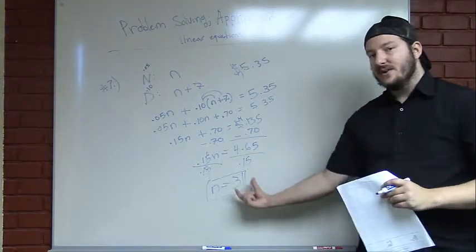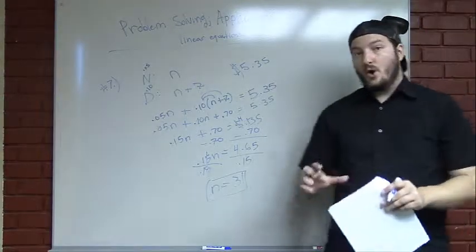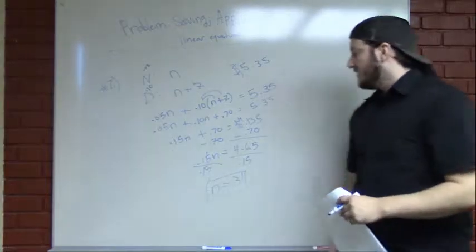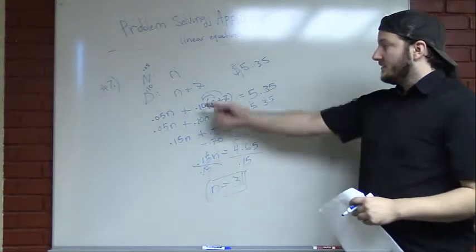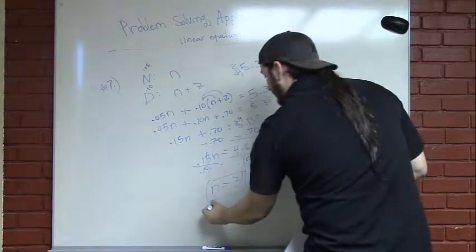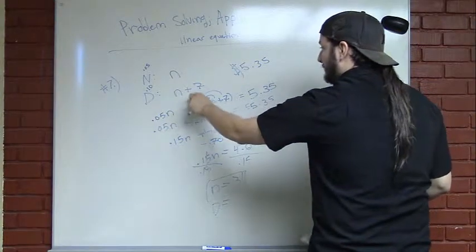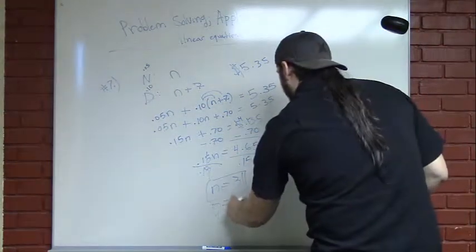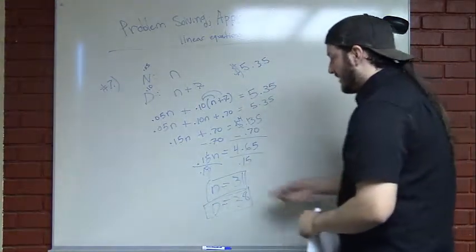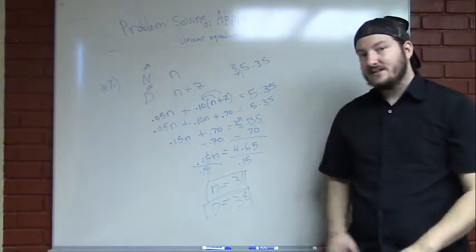Which makes sense, because you can't really have half a nickel or something. It has to come out to a whole number, because you can't have a partial amount of nickels. So we have 31 nickels. To find dimes, you just add 7 to it. So dimes would be your nickels plus 7. So 31 plus 7, which is 38. So she has 31 nickels in her pocket, and she has 38 dimes.